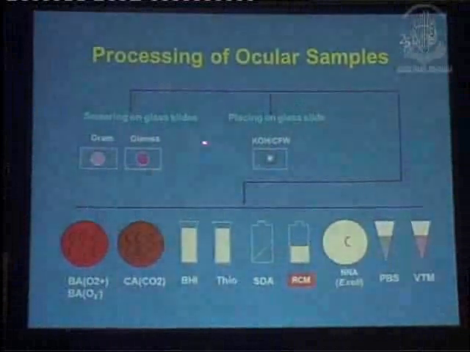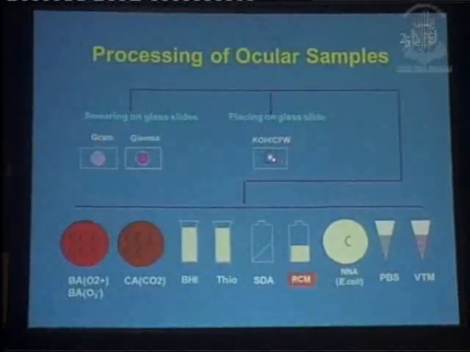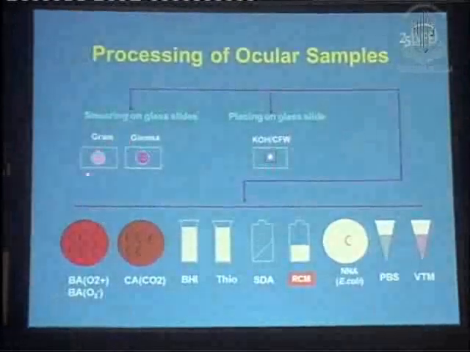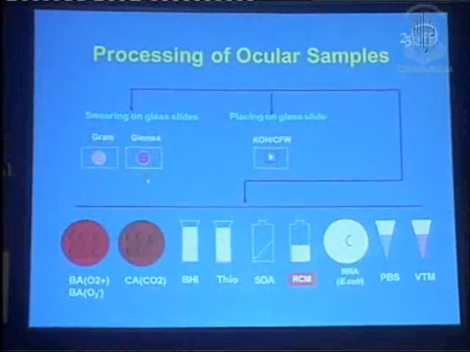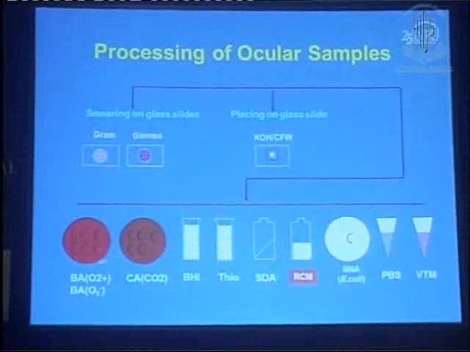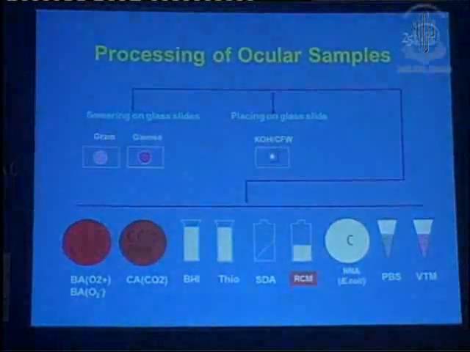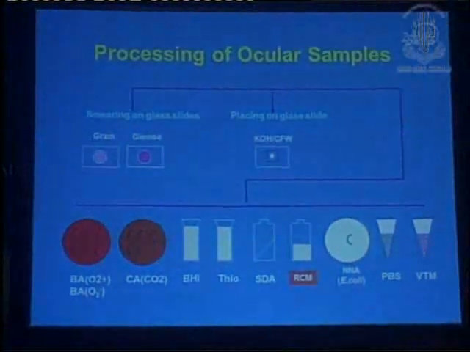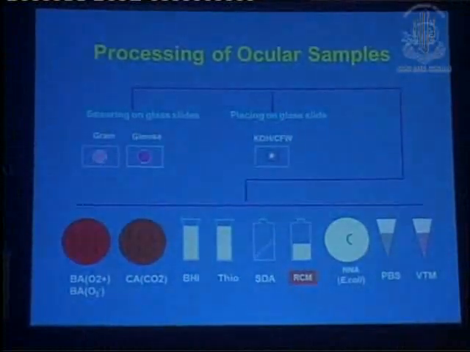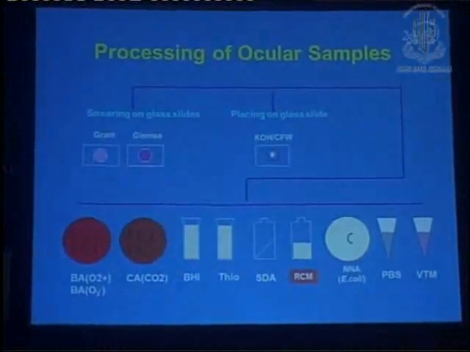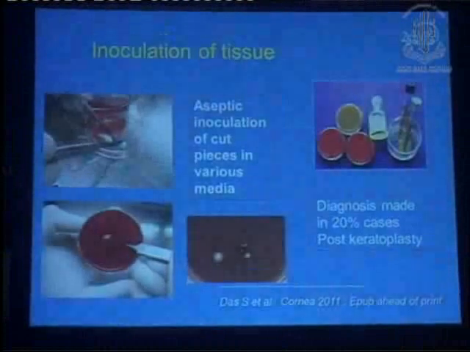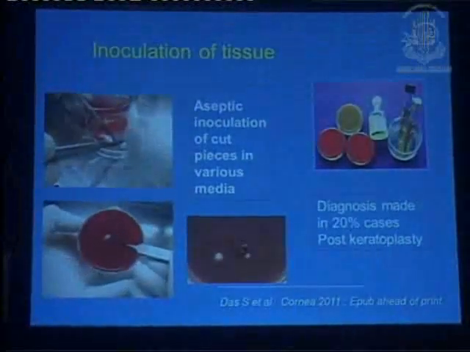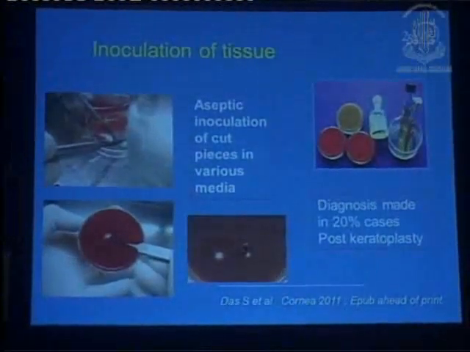So this is just a schematic diagram of all that we do with corneal scrapings. You can make 3 smears, one for KOH with or without calcofluor, and one for gram stain, and this sometimes may not be done if you do not have enough sample. And these are the media that we inoculate for the processing of samples, which would allow us to get bacteria, fungus as well as acanthamoeba. Inoculation of tissue is done when you are actually handling a case where you have done PK.